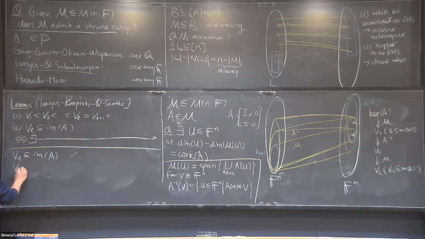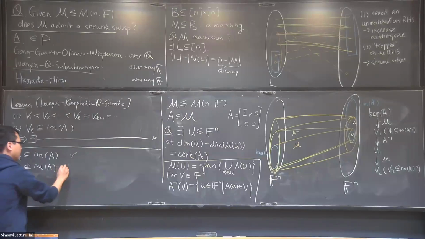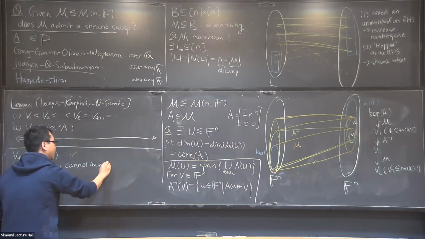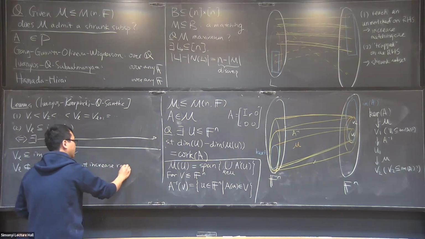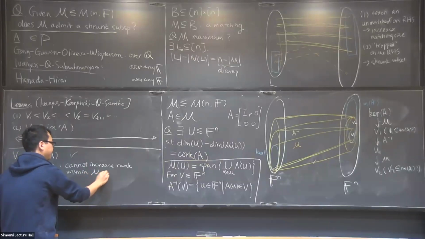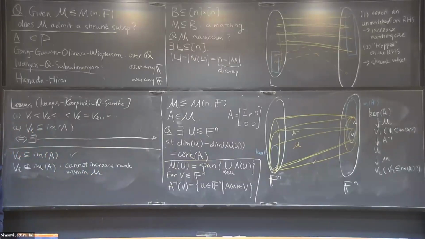But on the other hand, if VL is not contained in the image of A, then you would think that we need to increase rank, right? Because rank is like matching size here. But in general, because of this failure of Hall's theorem in the matrix space setting, we cannot do that. So we cannot increase rank within M itself. So that's the tricky bit.